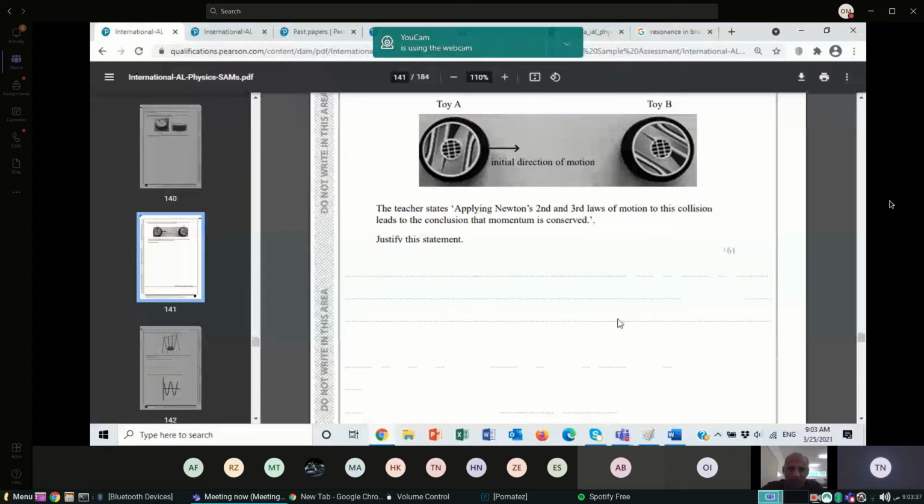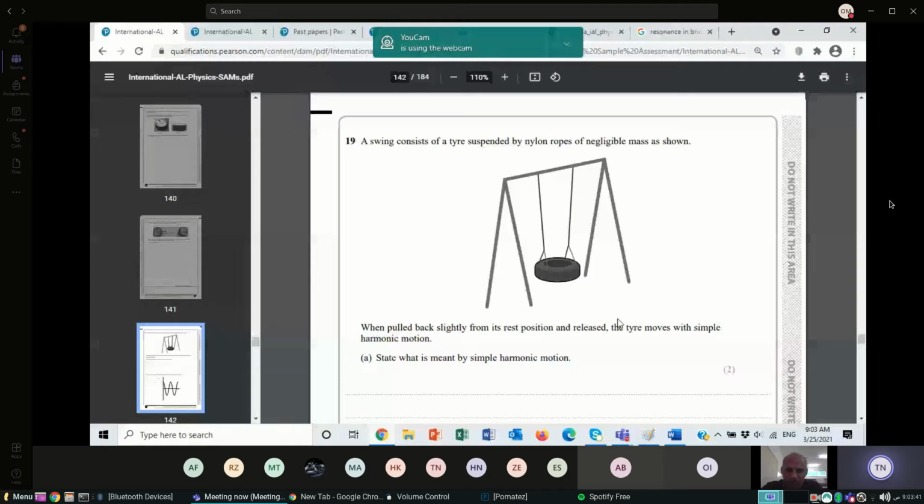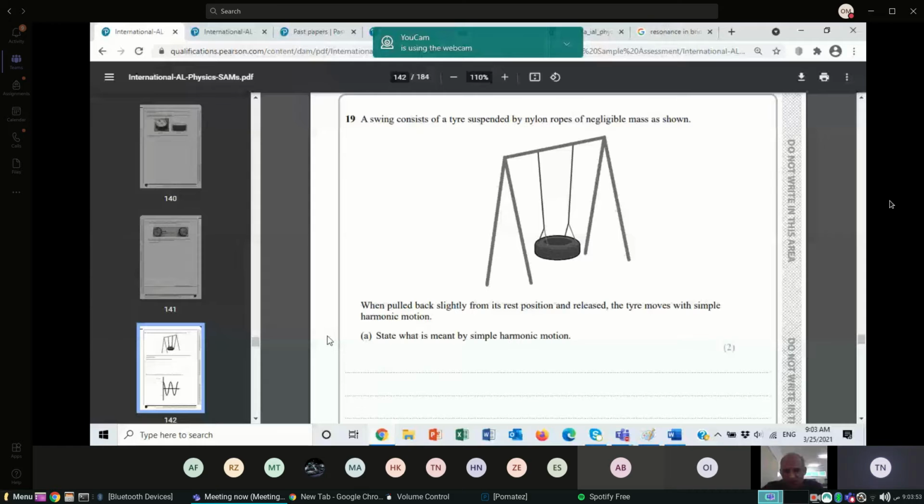Again, an oscillation question. Explain what is meant by simple harmonic motion. Simple harmonic motion is motion in which acceleration is proportional to displacement and acts towards the equilibrium position, opposite to the displacement. So a equals minus omega squared x. You can write the equation also. Force is proportional to negative displacement from the equilibrium position, or acceleration is proportional to negative displacement.